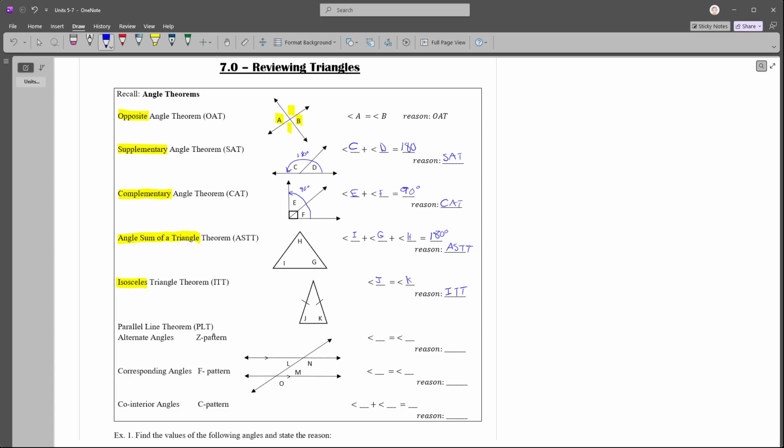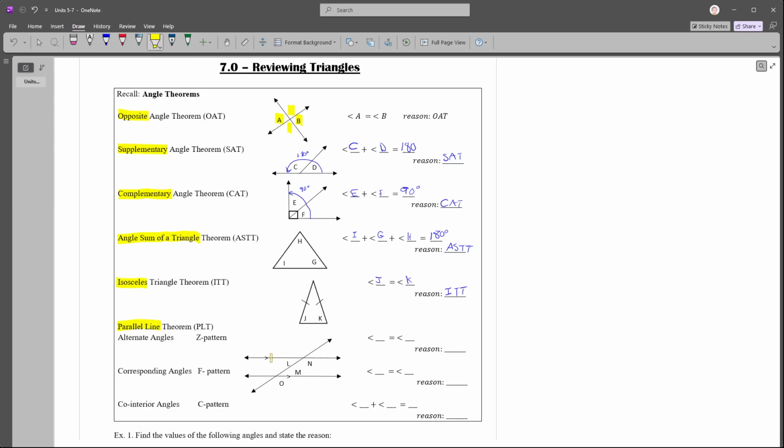Alrighty. So the next one, this is an interesting one. This is probably one of the more powerful ones. This is what we call the parallel line theorem, and this parallel line theorem can actually be broken up into three separate theorems within. So imagine you have two parallel lines, and you have one line that intersects and crosses both of those lines. What this does is create a variety of different patterns, and those patterns all share certain properties. So the first one that we see is what we call the Z pattern.